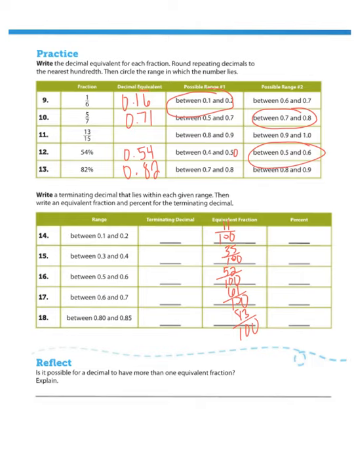Number 14, 11 divided by 100 is going to be 0.11, and 11 over 100 as a percent is going to be 11%. 35 over 100, 35 divided by 100 to get your decimal, is going to be 0.35, and that's going to be 35%. I will fill these in on your slides for you. You're going to take your numerator divided by your denominator to get your decimal, and since these are out of 100, to find your percent, you just have to take the top number.